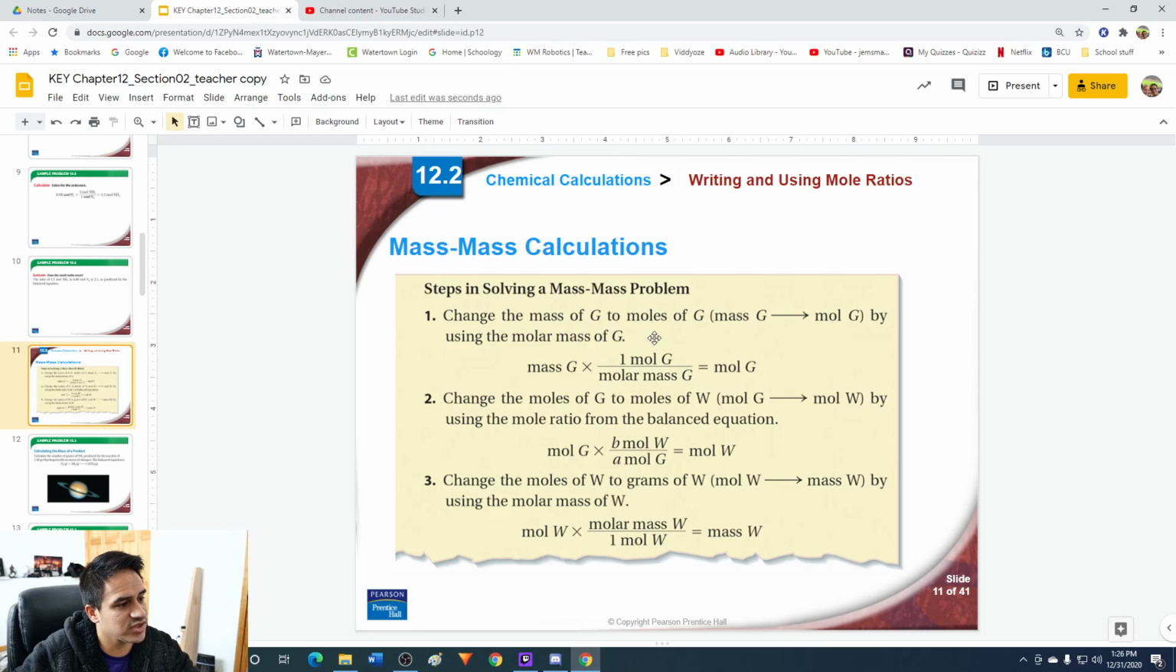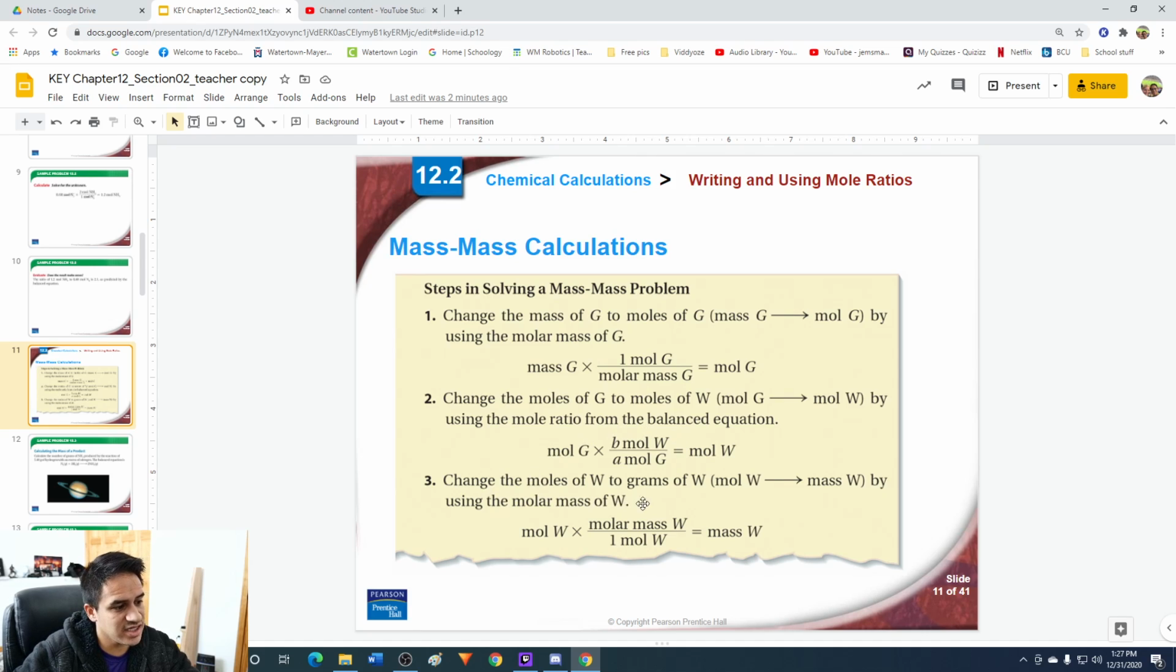Either way, though, step one is always going to be change the units of whatever the material you're starting with into moles of that material by using whatever conversion factor you need to get into moles. Step two, you're then going to change the moles of the starting material to moles of whatever the material is that the problem wants you to find by using the mole ratios from the balanced equation. So you're going to use the coefficients in the balanced equation to convert from 1 mole of one material to another mole of another material. It might be a 1-to-1 ratio, could be 1-to-2, could be 2-to-3, either way.